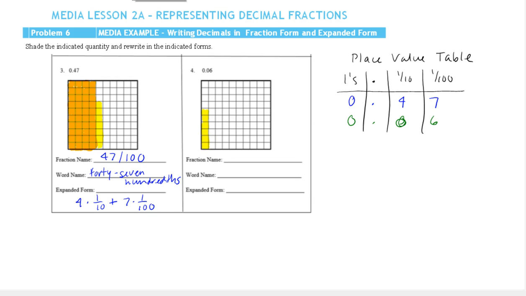The fraction name, well, it would be 0.06 is just 6 hundredths. So we'll write 6 over 100. The word name is you write the 6 and the place value, hundredths. And the expanded form, I'll put that we have 0 times 1 over 10 plus 6 times 1 over 100.